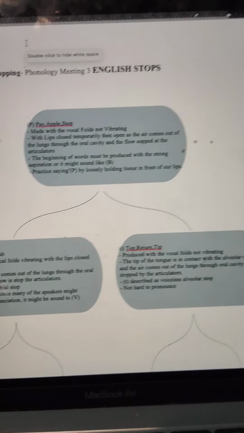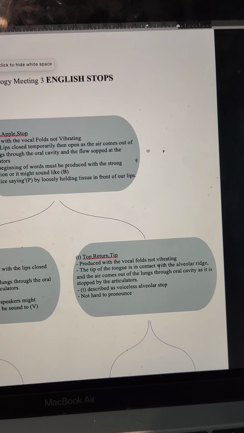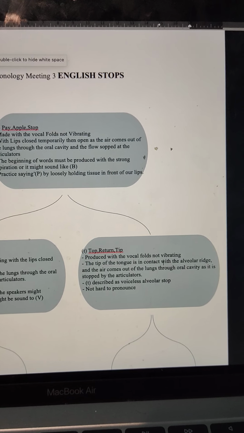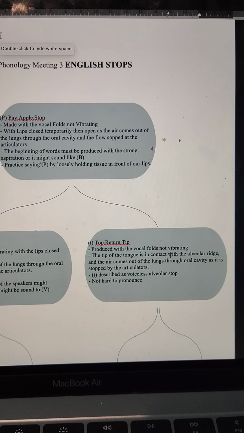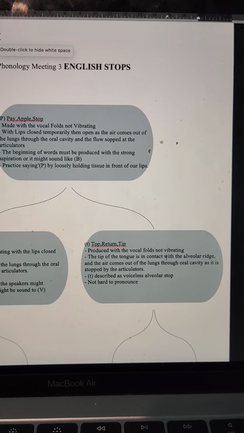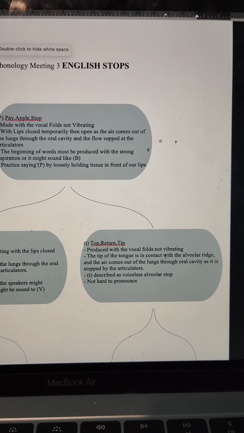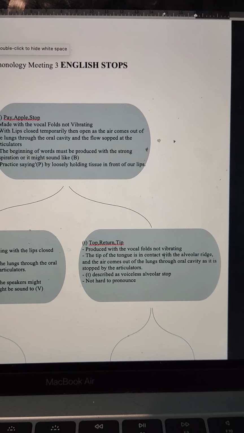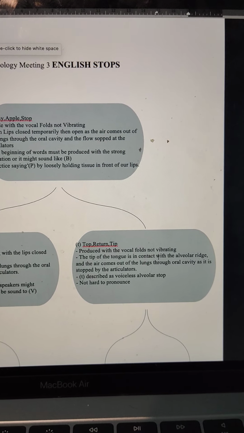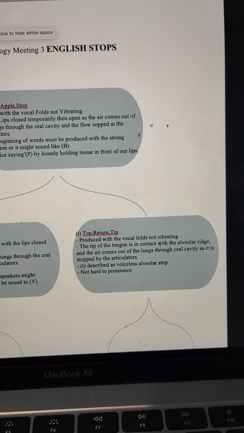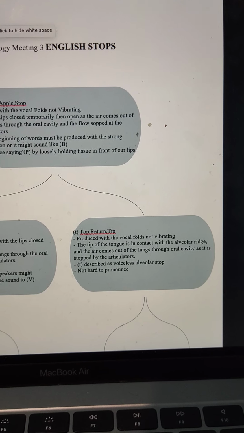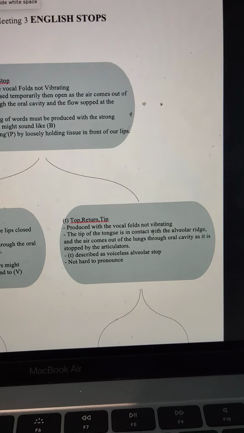So we'll go to the next, which is T. T can be found in the words top, return, and tip. T is produced with the vocal folds not vibrating. The tip of the tongue is in contact with the alveolar ridge, and the air comes out of the lungs through the oral cavity as it is stopped by the articulators. T is also described as a voiceless alveolar stop, and this is not hard to pronounce.